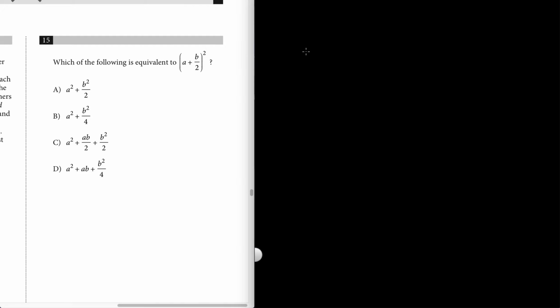15. Which of the following is equivalent to (a plus b over 2) squared? Okay. So we have to be careful here to not do a squared plus b squared over 4. This is not equal to that, because we have to do FOIL. So this is equal to (a plus b over 2) quantity times (a plus b over 2).